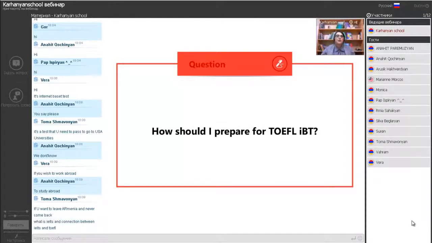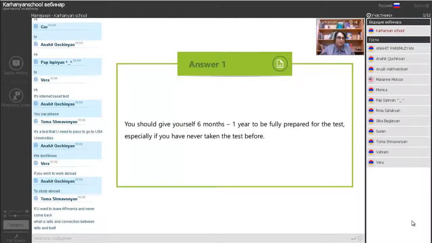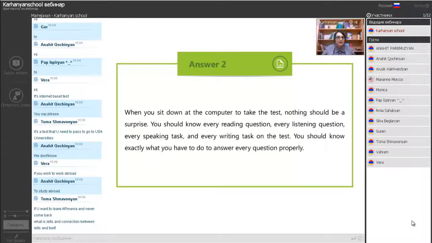Okay, how should I prepare for the TOEFL iBT? I can recommend you give at least 6 months if you aren't an advanced learner of English. If you are an advanced learner of English, you can give from 2 months up to 3 months. But if you are an intermediate learner of English, you'd better give at least 6 months, 1 year to be fully prepared for the test, especially if you have never taken the test before. Okay?